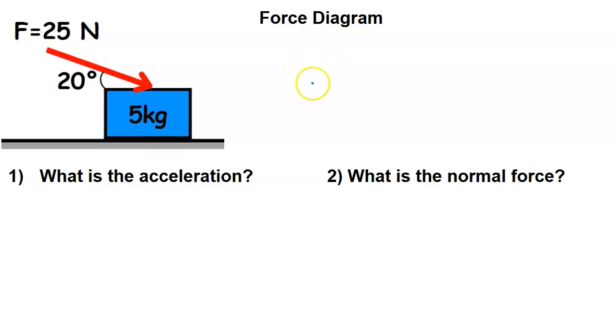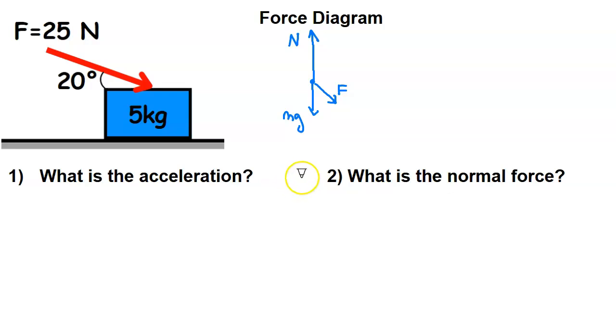So to draw the force diagram, I like to always start with the gravity force. So we're going to draw the force down. I'm going to call this mg. And then we also have this applied force in this direction, which I'm going to call F. And there's also a force from the table, and that will be upwards. That's the normal force, and I'm going to call that N.